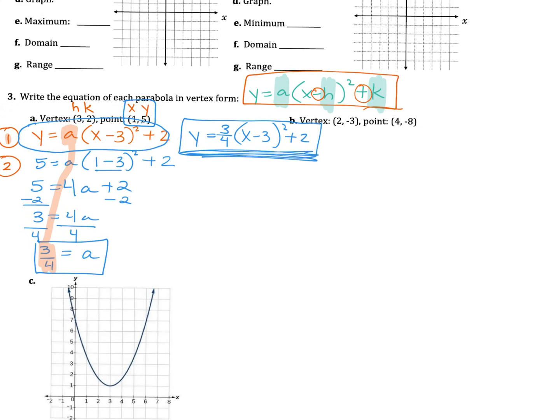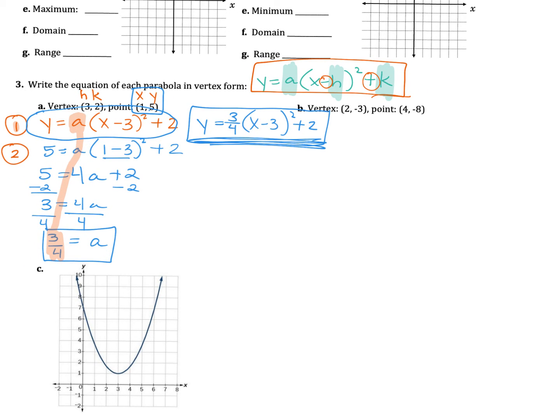Okay, do you want to try the second one by yourself doing that or do it together? Okay, try it on your own real fast and then we'll do it together. First of all, your vertex you're going to label as what? H and K, the other point as your x and your y. All right, give it a go. And if you finish that one and you want to try the graph, you can help yourself to that one too.